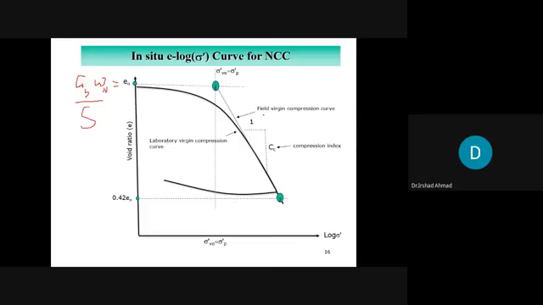This is called the field virgin compression curve. This is called the corrected curve. And this is the laboratory virgin compression curve, right? This is field. So you use this curve in calculation. The slope of this curve is called Cc, or compression index, right? So this is how you correct the normally consolidated clay. If you have any question, you can ask.